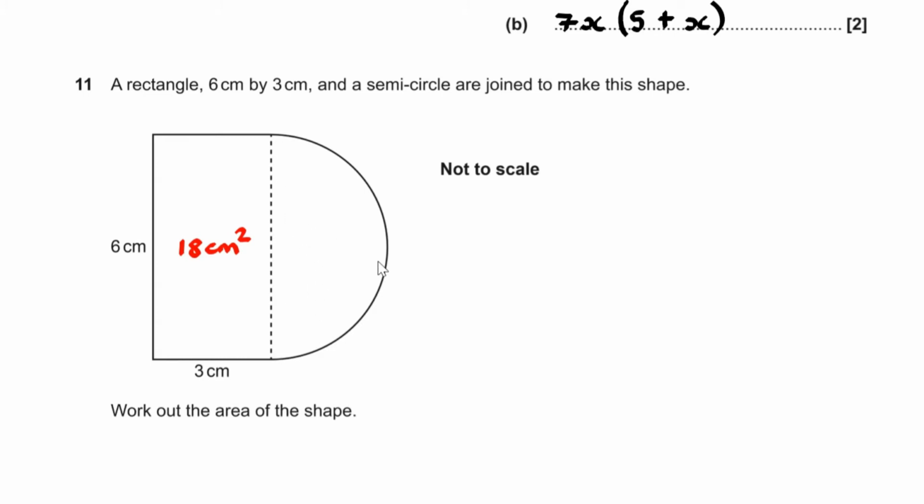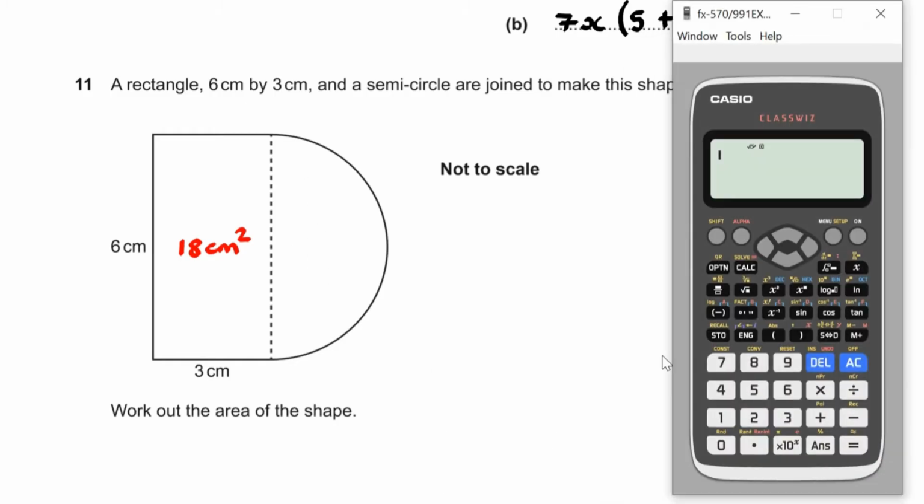For the semicircle, we've got half of a circle, and the radius will be half of the 6, which is 3. So we have pi times 3, which is our radius, squared. And then we have to divide this result by 2, because we've got a semicircle. So it turns out we get 9 pi over 2, which as a decimal to one decimal place is equal to 14.1 centimeters squared.